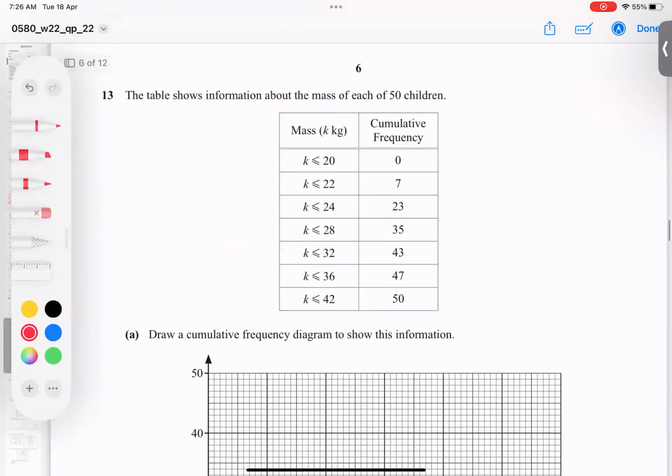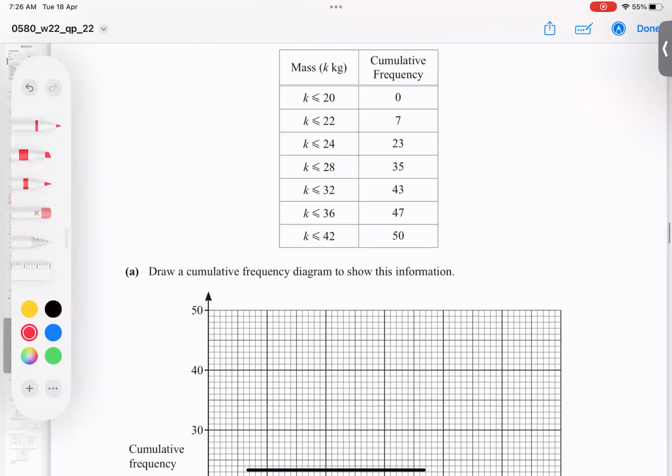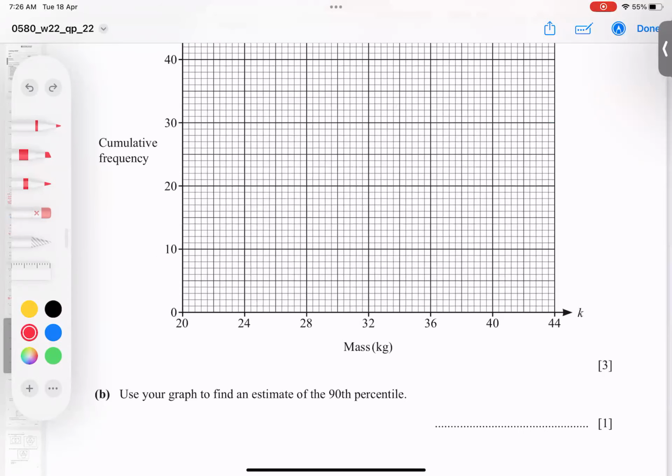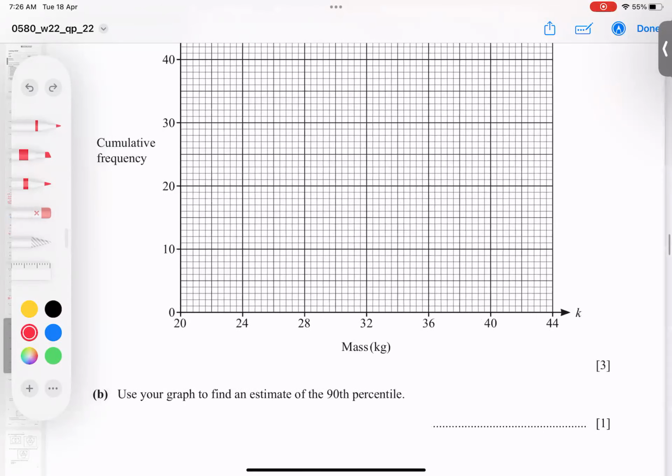Question number 11. The table shows information about the mass of 50 children. And we have data. So we have to draw the cumulative frequency. So 0 will be plotted against 20. Make sure, what is the way to do it? The best technique when you have this kind of question is to know what one small box is. If you don't know, then we have a formula.